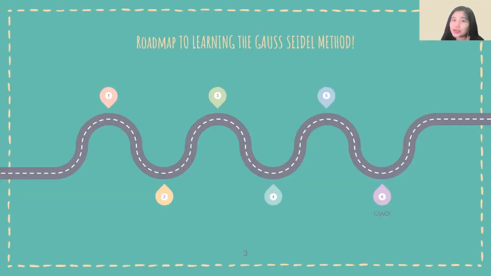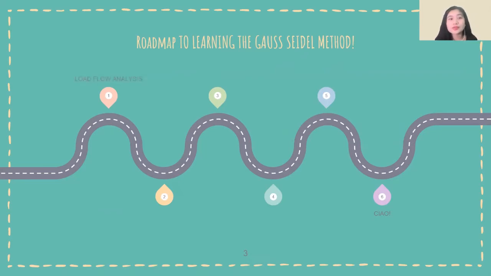So today we are going to dive further, but first we are going to look at our roadmap, as usual, to learning about the Gauss Seidel method. This is to know where we are headed and to know the steps that we are going to take in order to deeply understand the Gauss Seidel method.